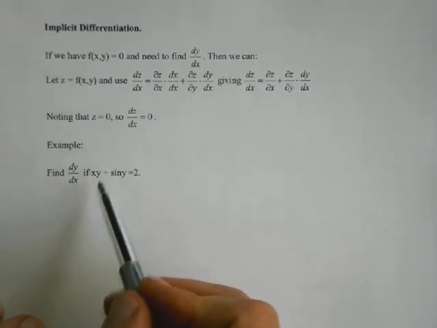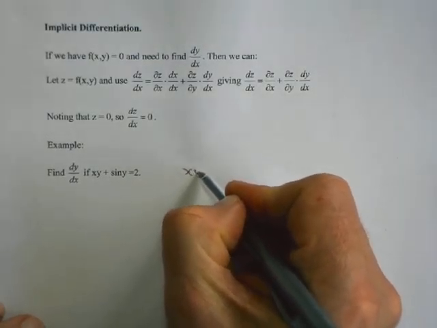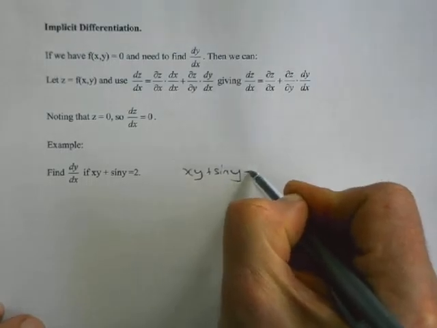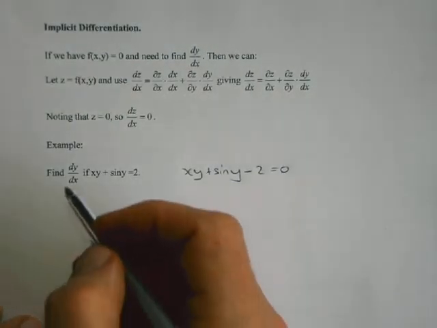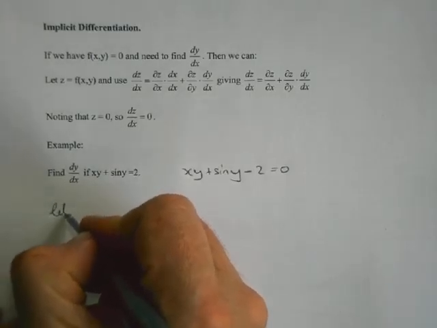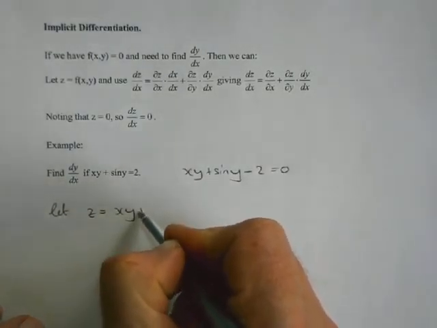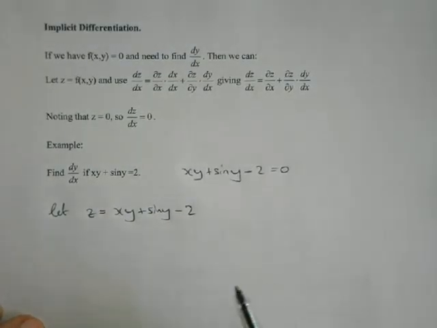So here's an example. The first thing we want to do is rearrange that to make it equal to 0. So xy plus sine y minus 2 equals 0. I've got the whole thing equals 0. And now we're going to let z equal this thing, xy plus sine y minus 2. And we know that equals 0, so we know that z equals 0.